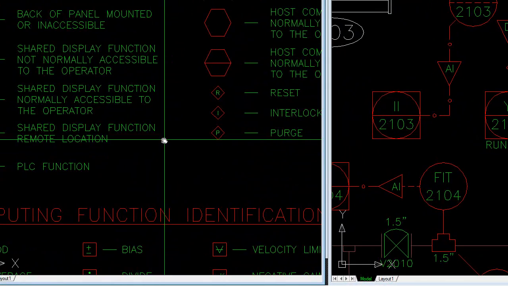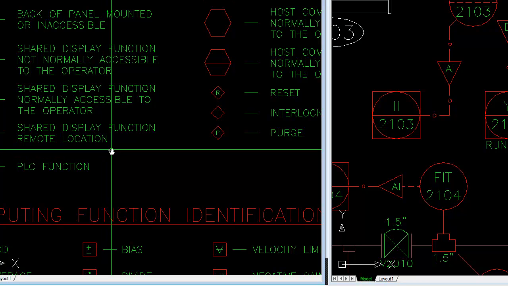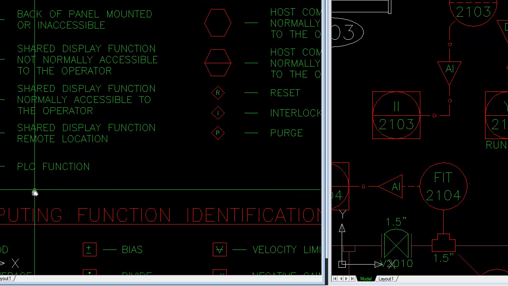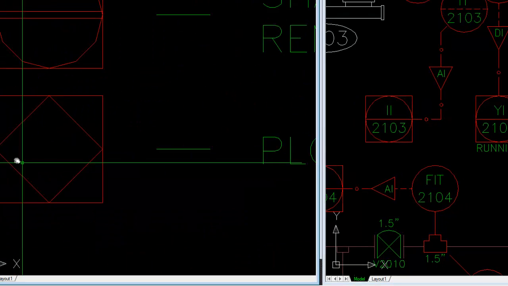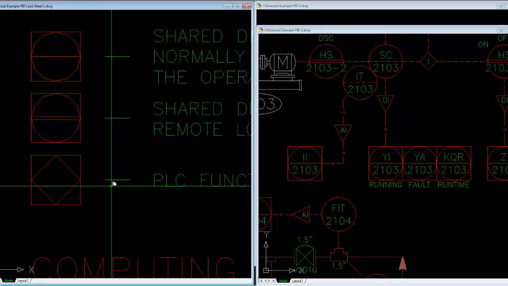Couple other symbols, while I'm on the point of symbols that I don't normally use, because it's just the way I like to run the design group: PLC functions. This square with a diamond inside of it could be used to tag functionality, programming logic that's used in a PLC system. And it could be very helpful to programmers.